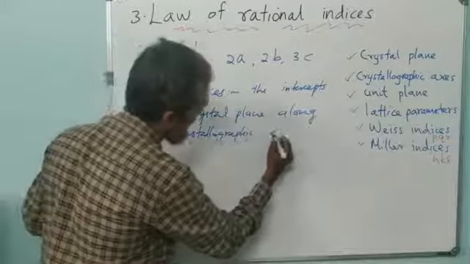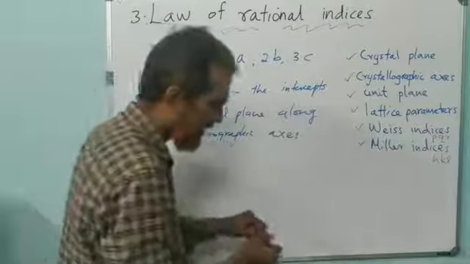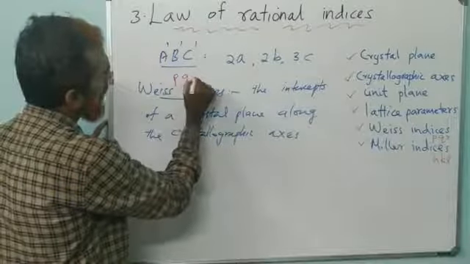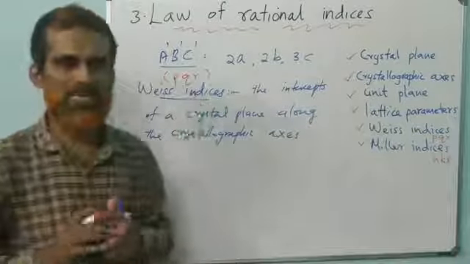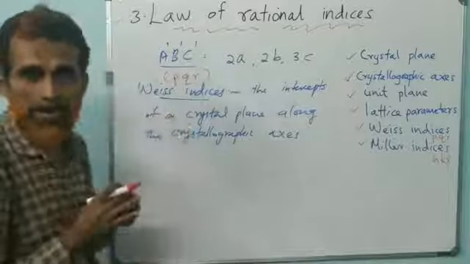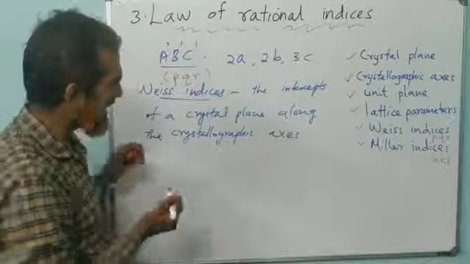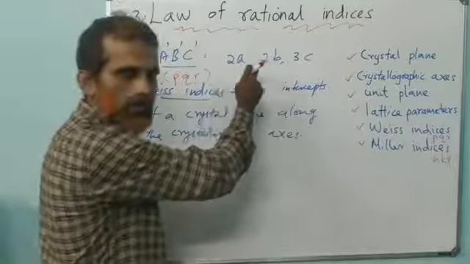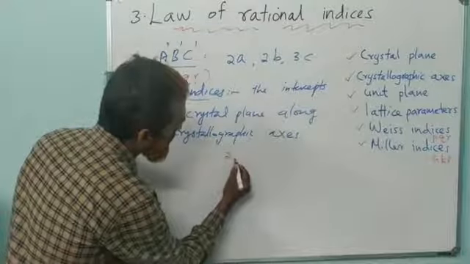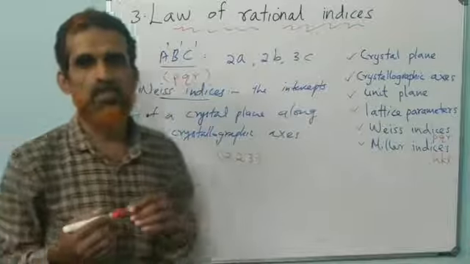Along the crystallographic axis, it is represented using letters PQR, sometimes put in brackets. We represent a plane by putting it in a bracket. So PQR is the Weiss index. What is the Weiss index in the example which we discussed? The Weiss index is 2, 2, 3. That is the Weiss index.